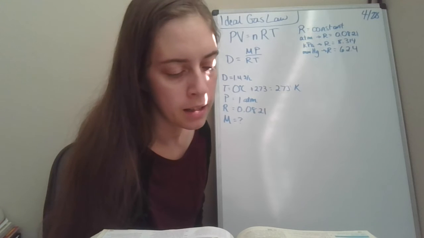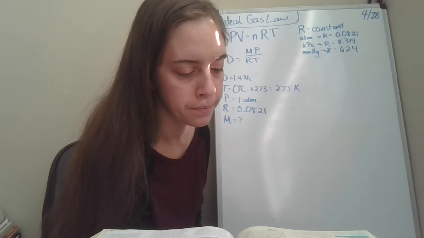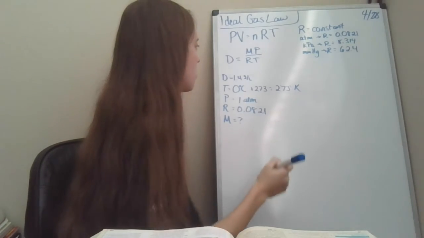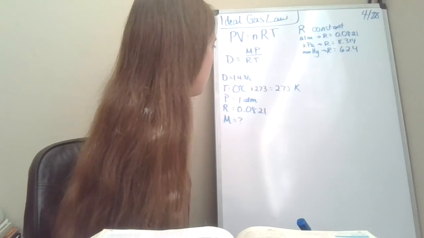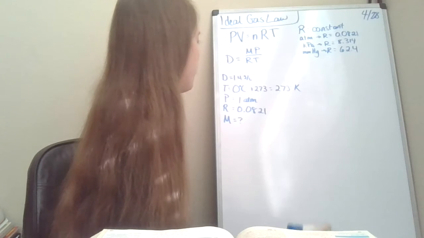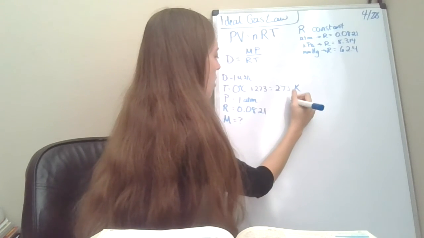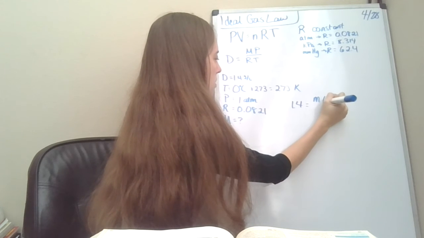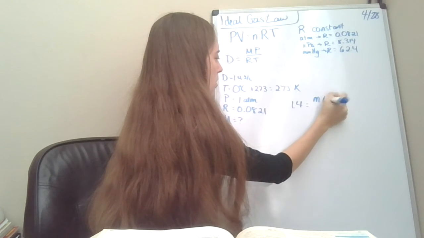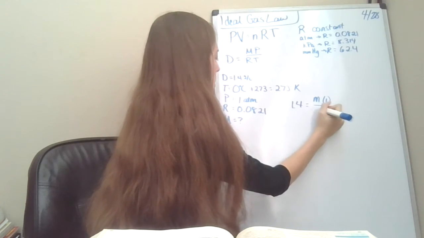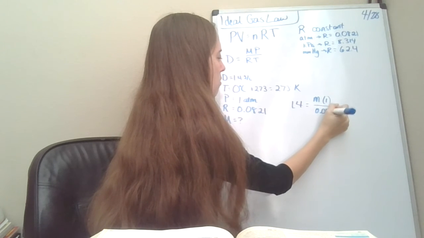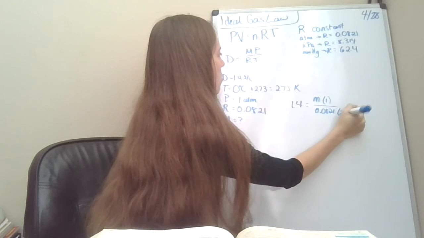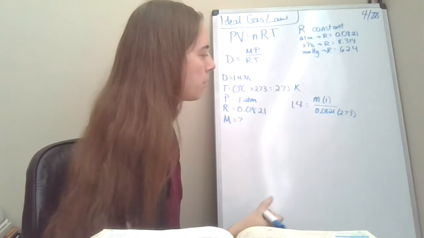All right, so let's plug it in. So we've got density equals mass times pressure over R times temperature. So let's plug it in. We've got 1.4 equals mass times pressure, which is 1, divided by 0.0821 times temperature, which is 273. Now we just start to simplify that.